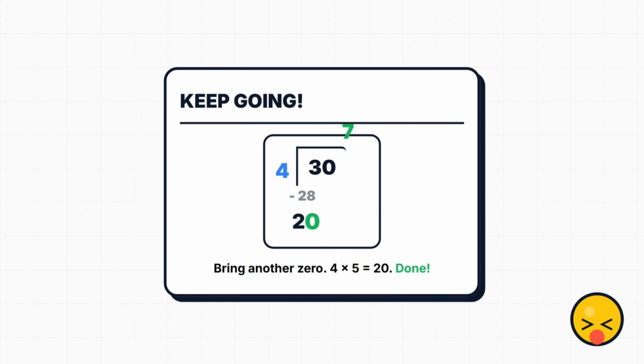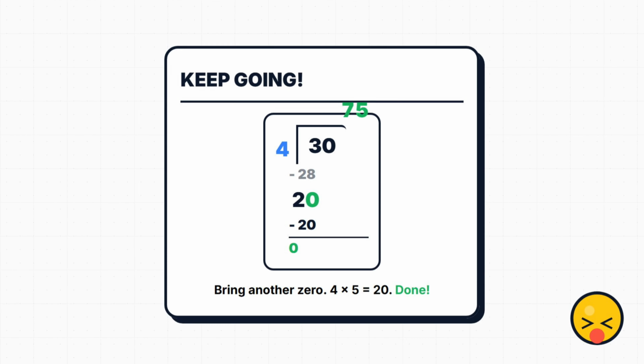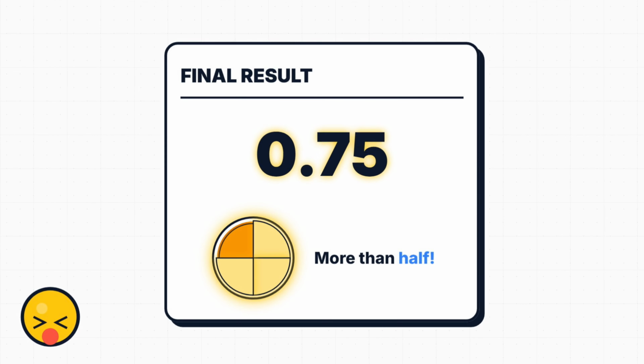Bring another 0. Now divide 20 by 4. 4 times 5 equals 20. So the answer is 0.75.